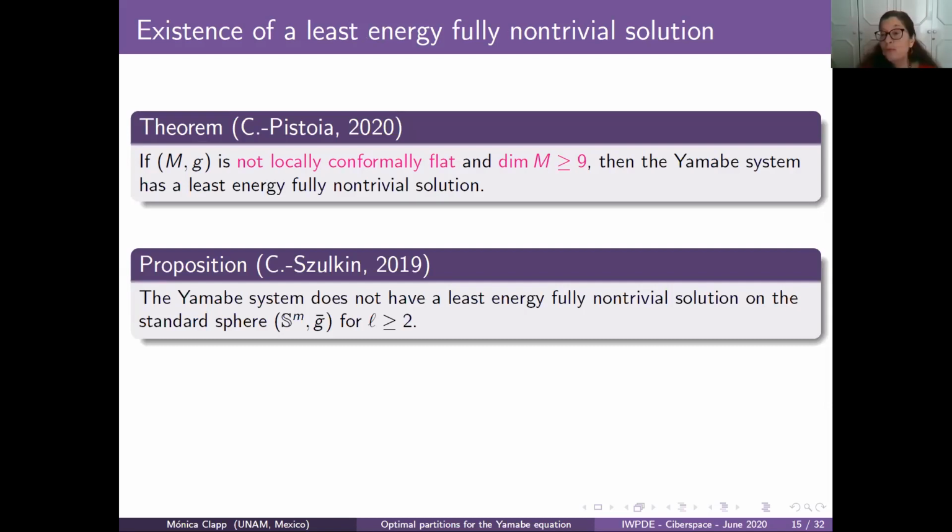Now, let me say that the sphere, of course, does not satisfy these assumptions because the sphere is locally conformally flat. And in fact, the Yamabe system does not have a least energy, fully non-trivial solution on the standard sphere. So there are exceptions for the existence, and the exception is given by the sphere. So now, before looking at the behavior of these least energy solutions that we obtained with Angela, let me take a closer look at the sphere. So the Yamabe system does not have a least energy fully non-trivial solution.